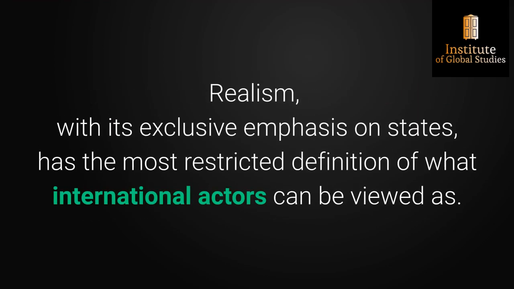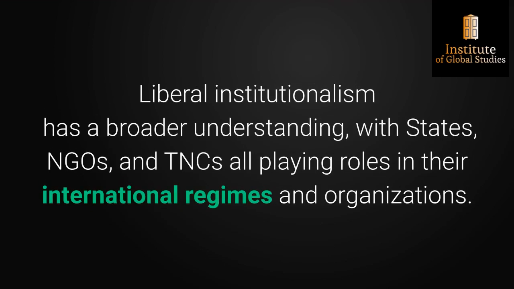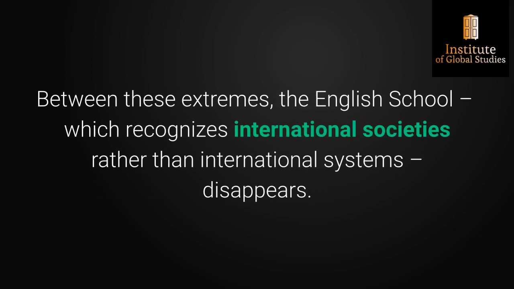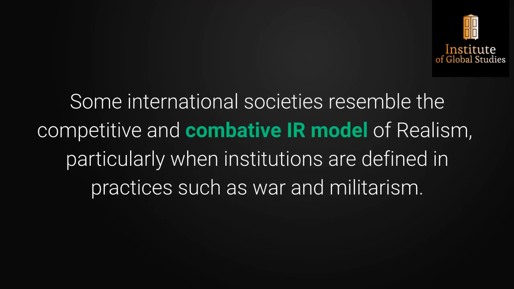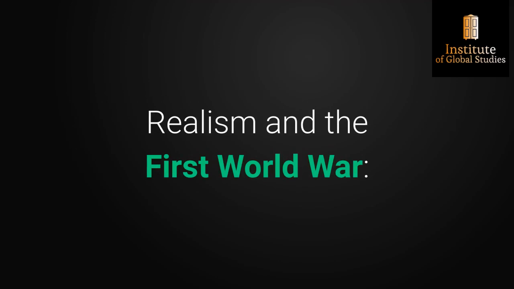Realism, with its exclusive emphasis on states, has the most restricted definition of what international actors can be viewed as. Liberal institutionalism has a broader understanding, with states, NGOs, and TNCs all playing roles in their international regimes and organizations. Between these extremes, the English school, which recognizes international societies rather than international systems, sits. Some international societies resemble the competitive and combative IR model of realism, particularly when institutions are defined in practices such as war and militarism.